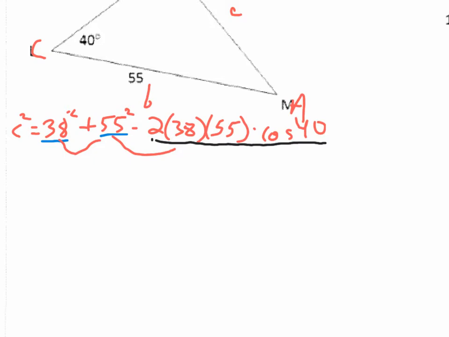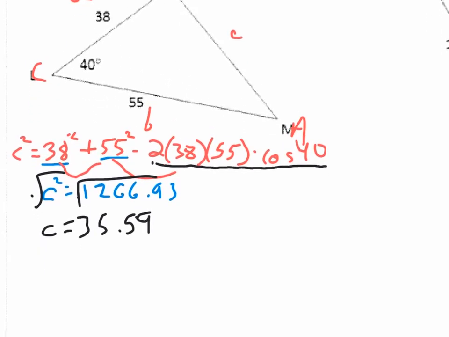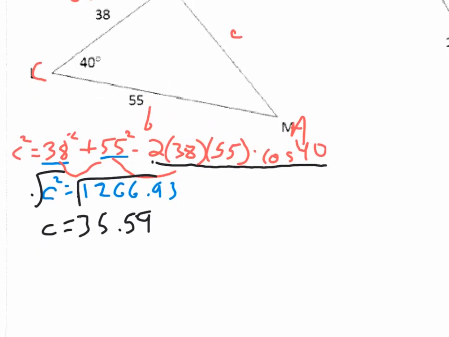When I put it into the calculator, I got c squared was equal to 1266.93, and then you have to square root each side in order to get the actual value for c. So c is really 35.59. And since every other value in this is just whole numbers, we may as well round to the whole number too. So let's just say c is 36.